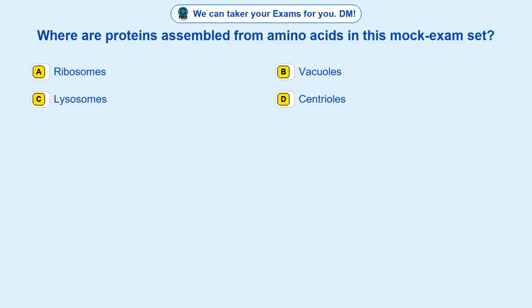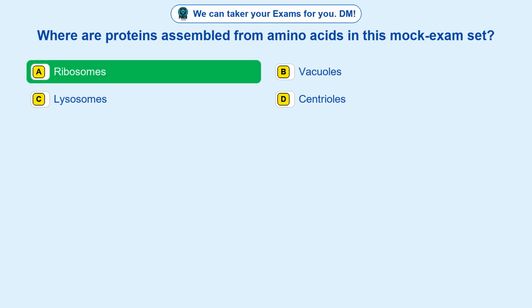Question 9. Where are proteins assembled from amino acids in this mock exam set? Option A, ribosomes. Option B, vacuoles. Option C, lysosomes. Option D, centrioles. The correct answer is option A. Ribosomes.